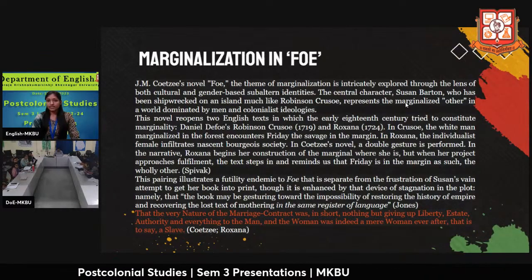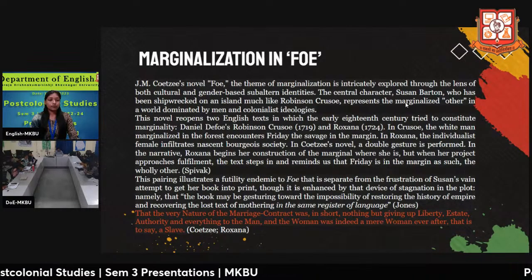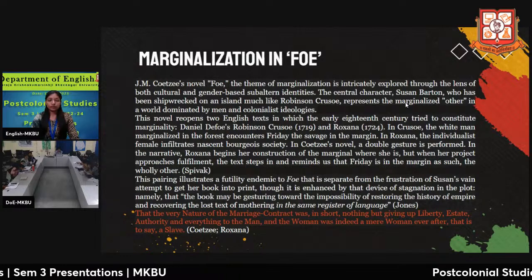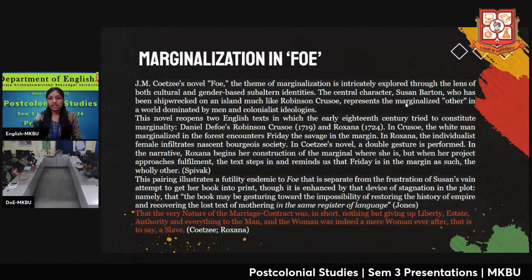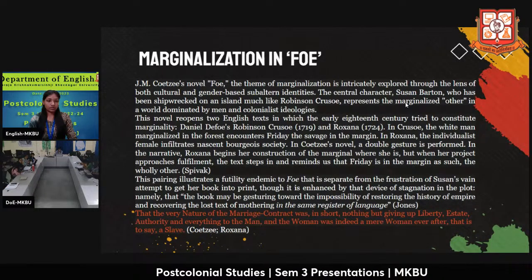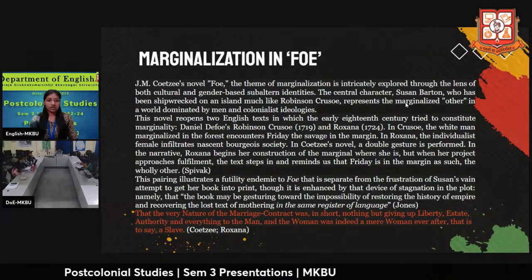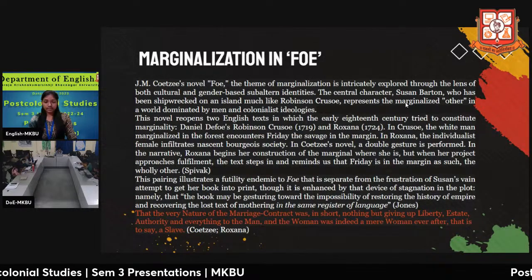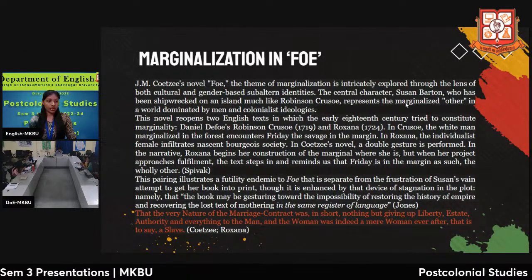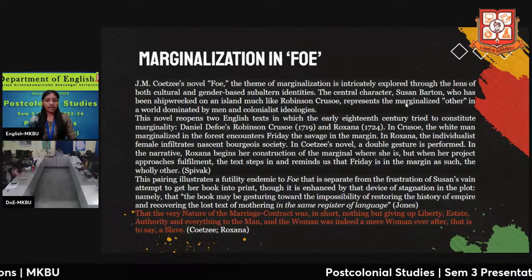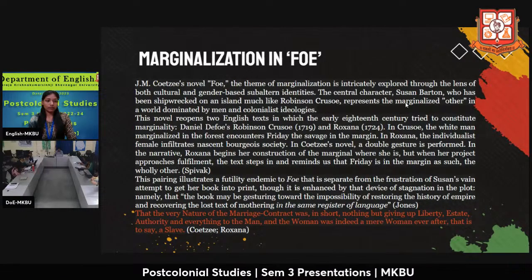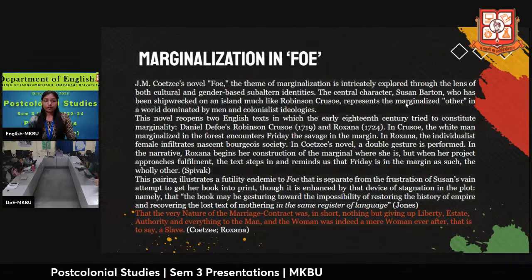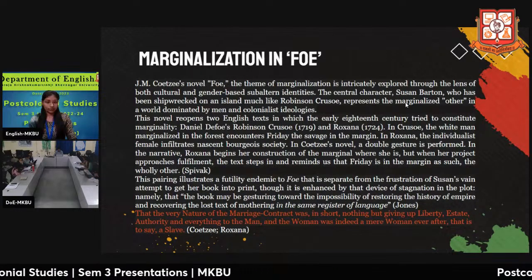Then, marginalization in Foe. In J. M. Coetzee's novel Foe, the theme of marginalization is intricately explored through the lens of both cultural and gender-based subaltern identities. The central character, Susan Barton, who has been shipwrecked on the island much like Robinson Crusoe, represents the marginalized other in a world dominated by men and colonialist ideology.